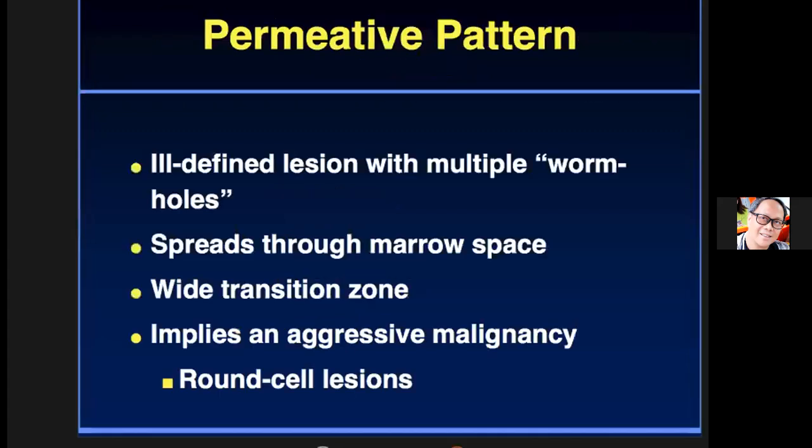Then the most destructive pattern is the so-called permeative. So when something permeates, for example, an odor permeates the room, it spreads across the entire room, no? And of course, you have ill-defined lesions with, again, similarly appearing to moth-eaten, multiple wormholes. They spread to the marrow space, and there is, of course, a wide transition, and this implies a very aggressive malignancy. Another name for permeative pattern actually is round cell lesions. No? So round cell lesions are, for example, leukemia. These show a permeative pattern of bone destruction.